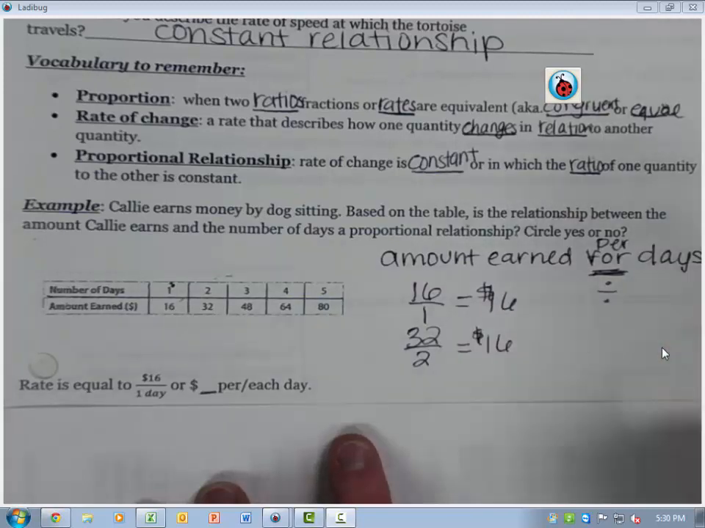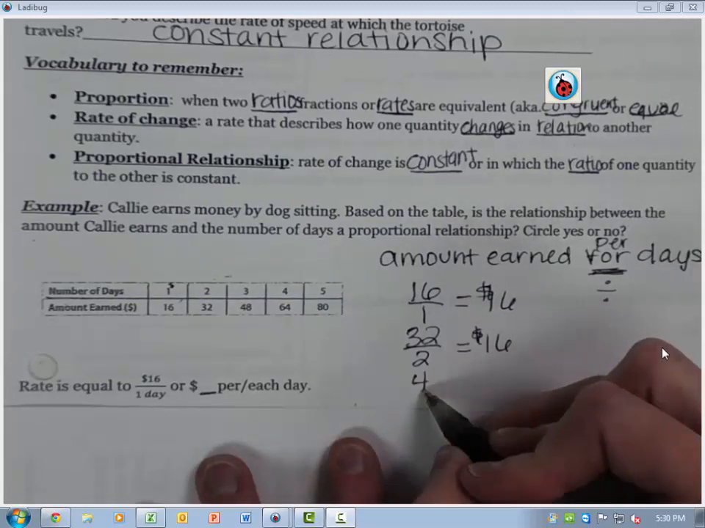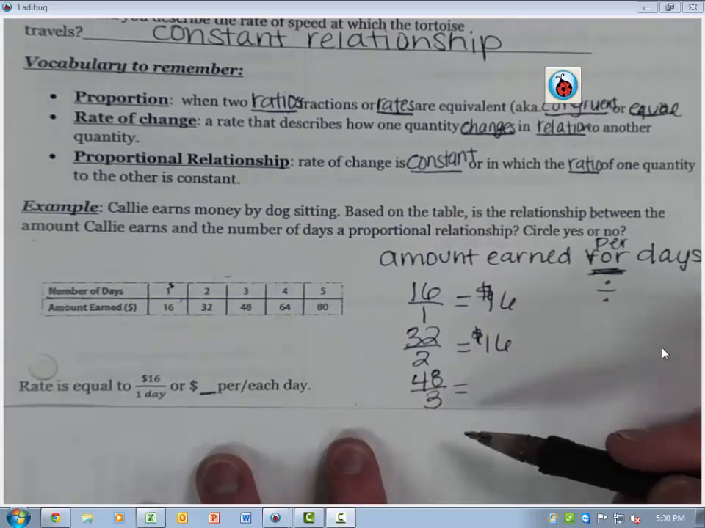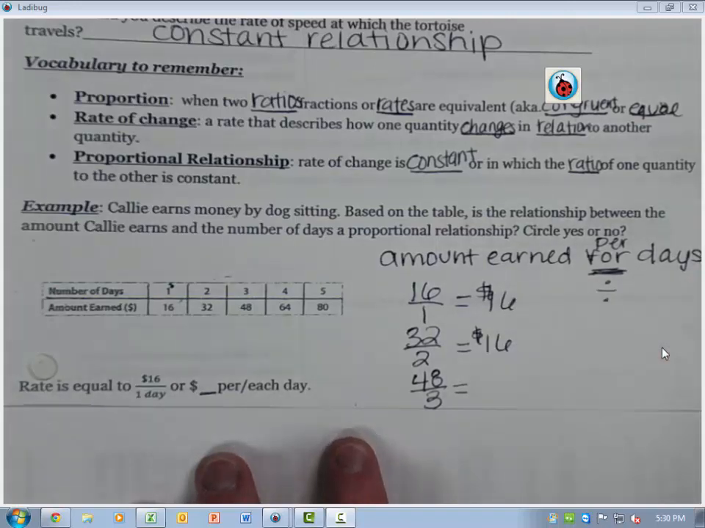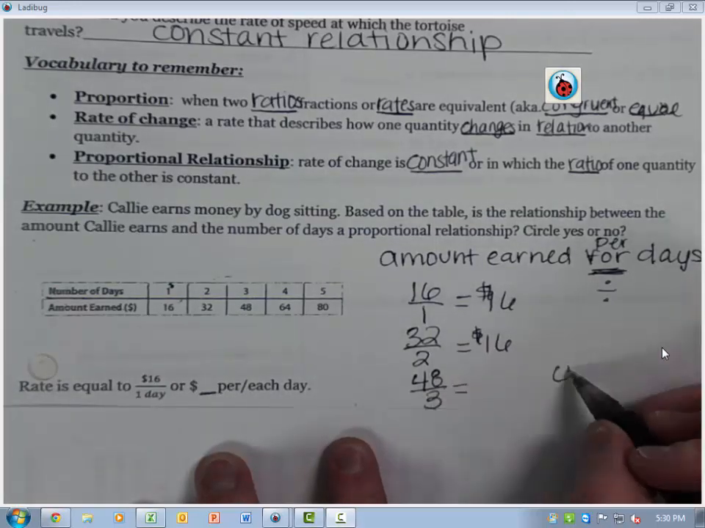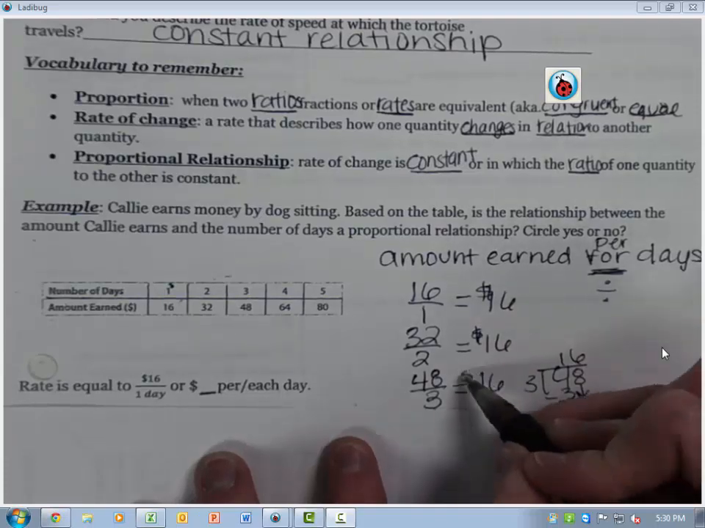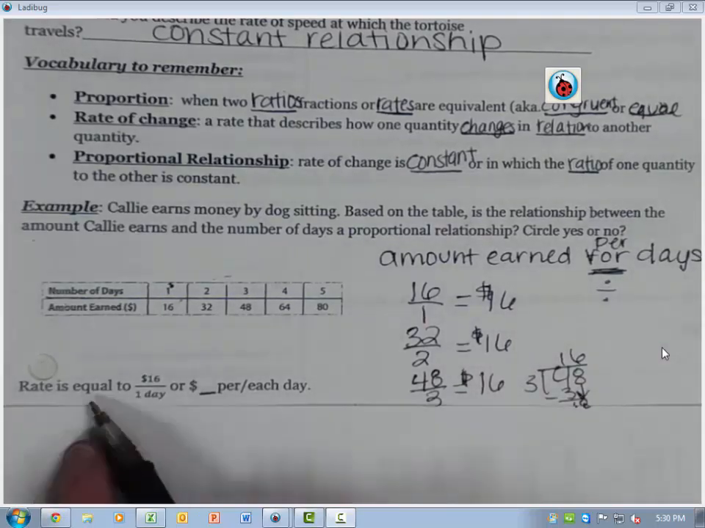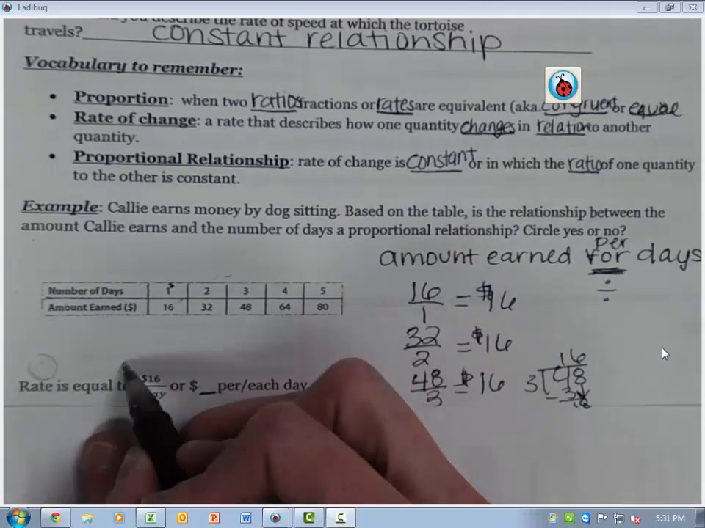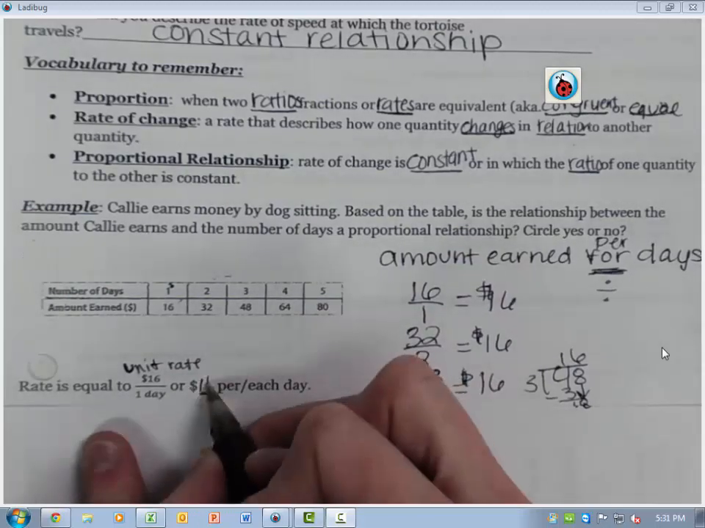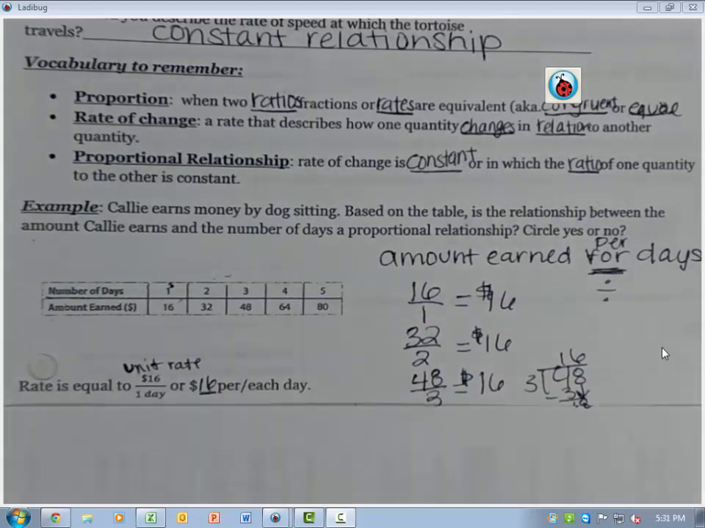Now let's just make sure. If I worked 3 days, then I would earn $48. Let's just make sure it is a constant rate of 16. So 48 divided by 3, if we do it over here, yes, it is 16. So 16 is our constant rate of change. So rate is equivalent to 16 per day, which we called a unit rate, correct, from yesterday, or we earn $16 each day we work. And it goes up consistently, or constantly, $16 a day.